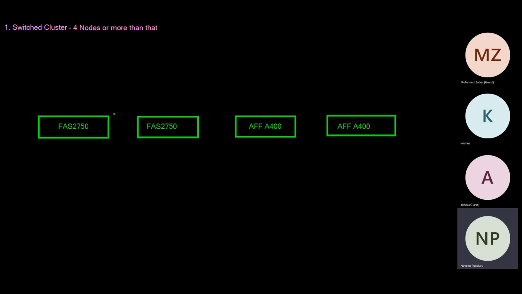Normally, you know that, right? These two are in an HA pair. So for an HA pair, there will be an HA interconnect, and with the help of the HA interconnect, these two controllers will be able to communicate with each other. The same thing will happen with these two controllers as well, the other HA pair. With the help of the HA interconnect, they'll be able to communicate with each other. HA interconnect. Same thing here, HA interconnect.